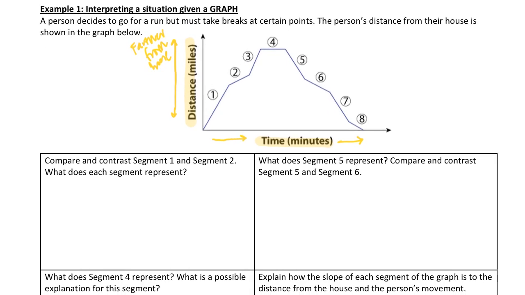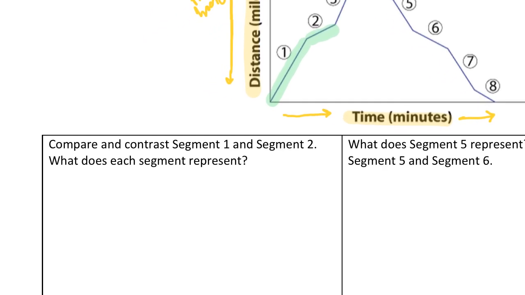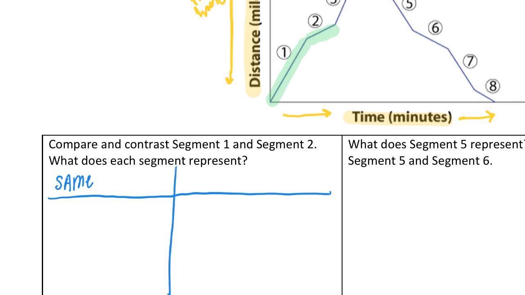So first thing I want us to do is compare segment 1 to segment 2. We're going to compare and contrast by finding similarities and differences. So let's zoom in on there. Find how they're the same and how they are different. Now you'll notice one thing that they have the same is the kind of slope that they have. What kind of slope do they both have? You should recognize that they both have a positive slope.